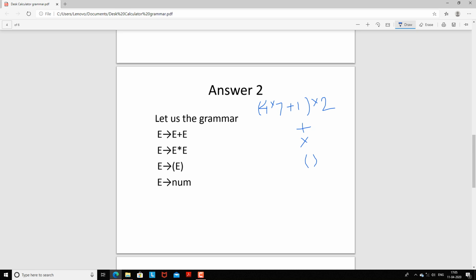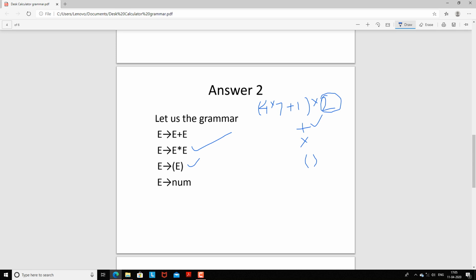The first production is E tends to E plus E, meaning in this production we have assigned a plus operator. In the next production we have assigned a multiplication, and in the next production the production is E tends to left parenthesis E right parenthesis. And the last production is E tends to num, where num provides the particular value.